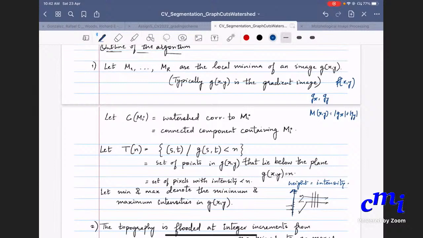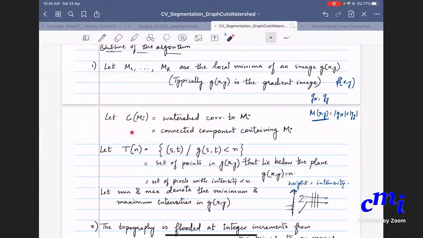So gx and gy will be two images, gradients in the direction of x and gradients in the direction of y, and then you take the sum of the moduli of those elements and you form this image. This is the gradient image. So the starting point of the watershed algorithm is usually the gradient image of the given image.